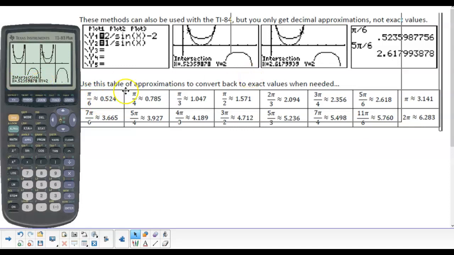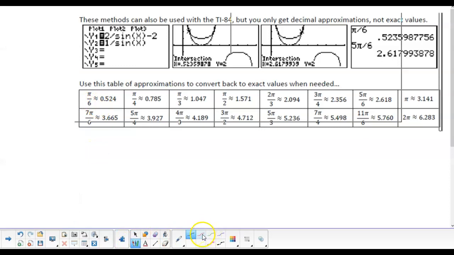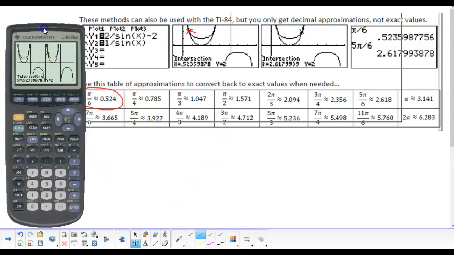And if I, in my calculator, compare the answer that I have to what pi over 6 is over here on the side, see pi over 6 is exactly 0.52359877756, and that does round to what I see on my intersection screen. So I would say that pi over 6 is the solution that I found for this point of intersection right here on the picture.